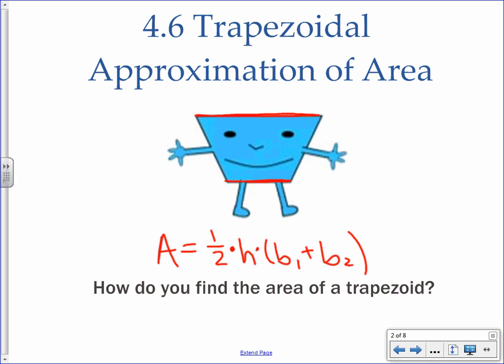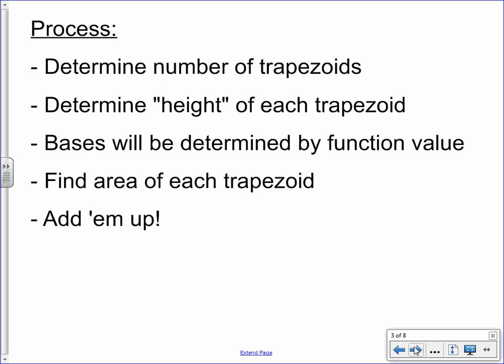So, if I ask you to approximate the area using trapezoids, okay, the process is going to be very similar to what we did on Friday. Okay, we still have to figure out how many trapezoids we're going to use. It's probably going to be given to you. And just like on Friday, the more the better, and the more accurate. Okay?